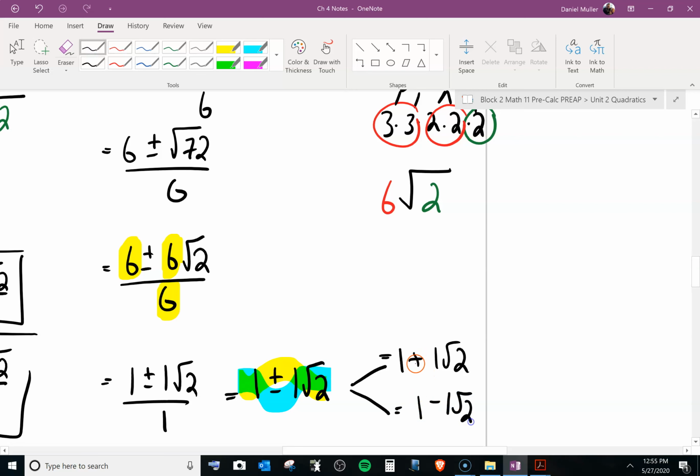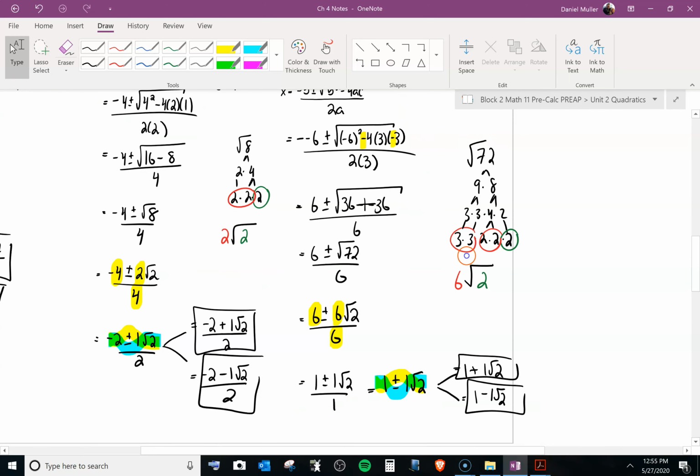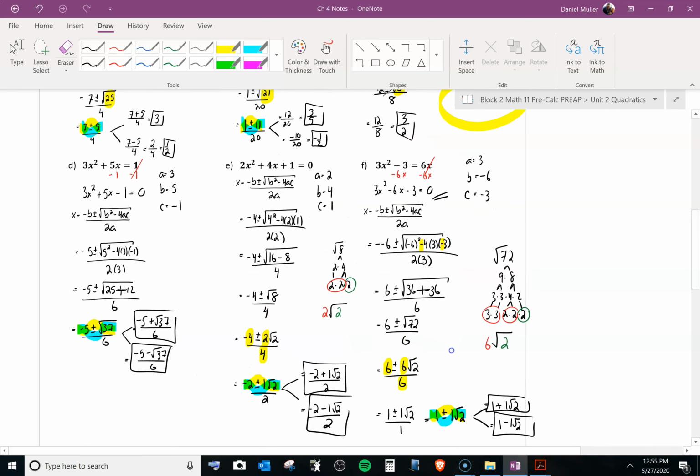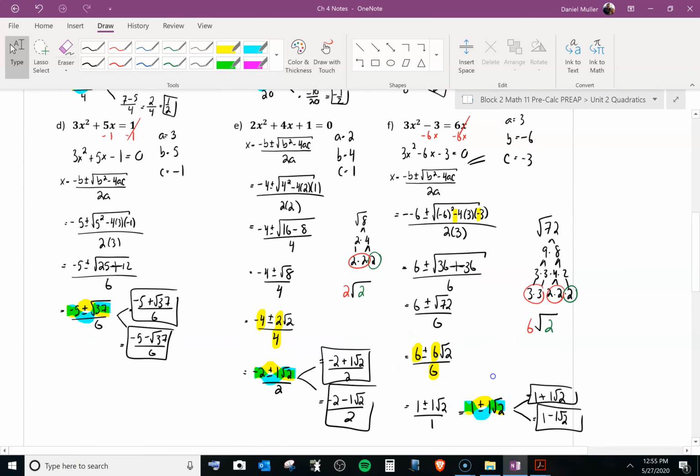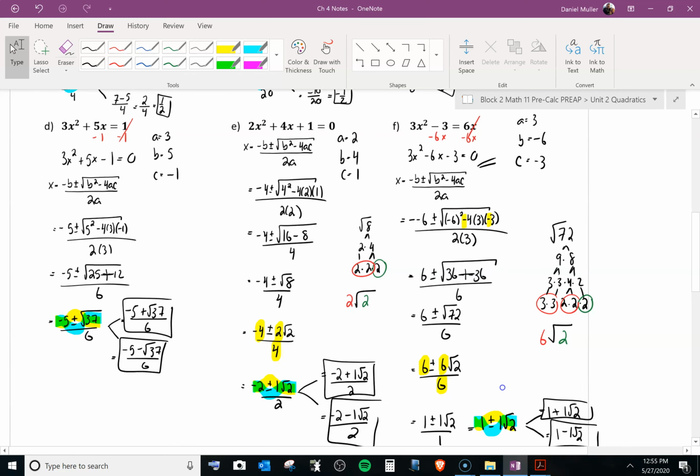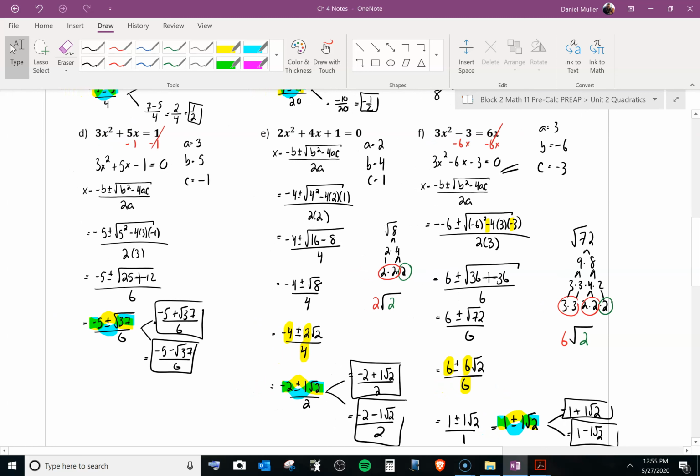I don't know why I wrote a minus sign there. So 1 plus 1 root 2, and you don't need this 1 here. You could just have 1 plus root 2 or 1 minus 1 root 2. And take a look at the notes for a little bit of a neater writing there. So I've got D, E, and F here for you to pause and write down anything you need.